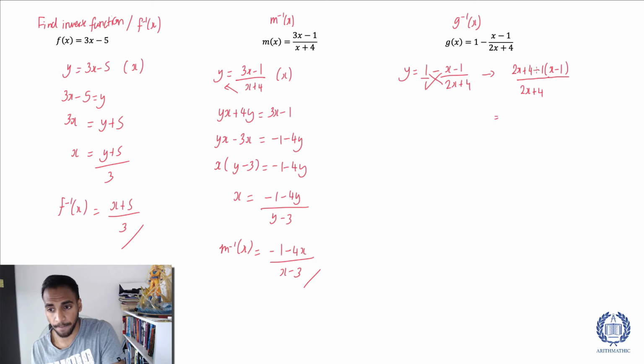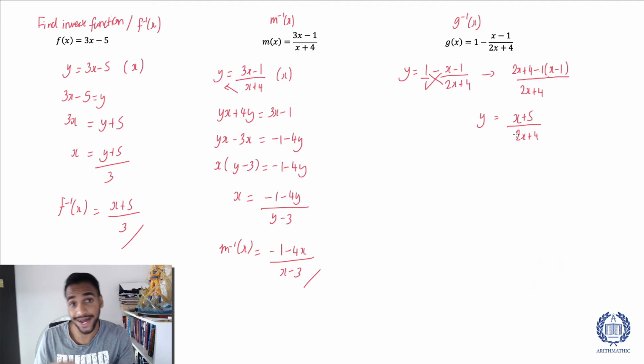So 2x minus 1 times x is minus x. So 2x minus x is x. And then minus 1 times minus 1 is plus 1. But then you have 4. So 4 plus 1 is 5 over 2x plus 4. So that is my y equals.